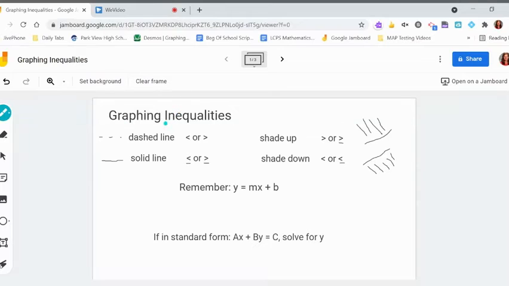In this video, we're going to look at graphing inequalities. We're going to look at a coordinate grid on the next slide, but let's go over a few things that we want to remember about inequalities.